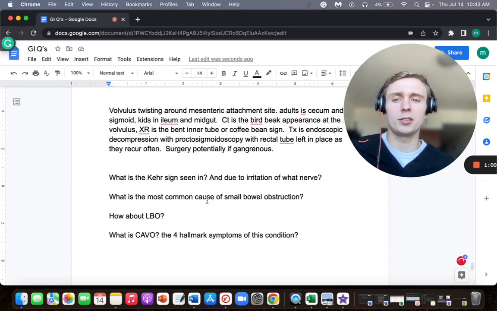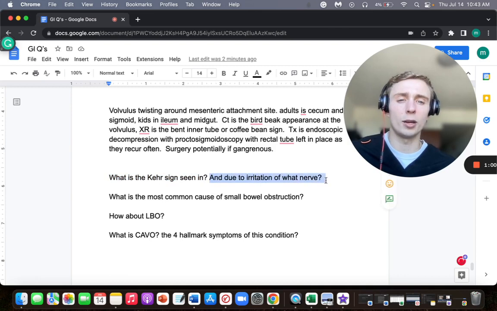Next one, important thing to know, which we already went over, I believe. What is a Kerr sign and where is it seen? So what is the Kerr sign and what condition is it seen in? And what is it due to irritation of what nerve?